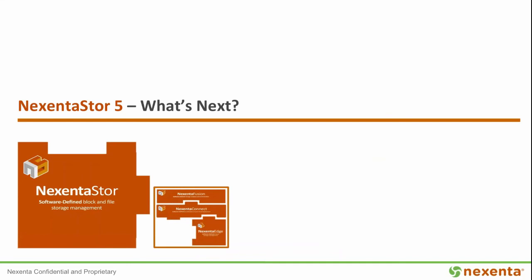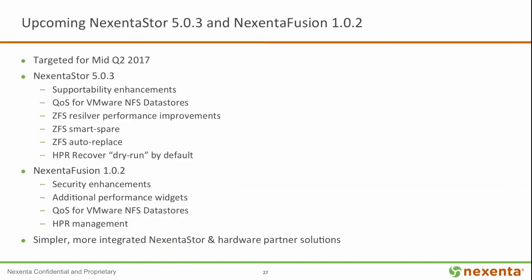So what's next, right? We talked about 4.0.5, we talked about 5.0 and the current version, 5.0.2. What we give you here is a couple of things on what we're working on right now around the next version of NexentaStor 5. The next thing, obviously, would be a maintenance update, version 5.0.3, which will go with Nexenta Fusion 1.0.2. This is currently targeted for mid-Q2 of 2017.